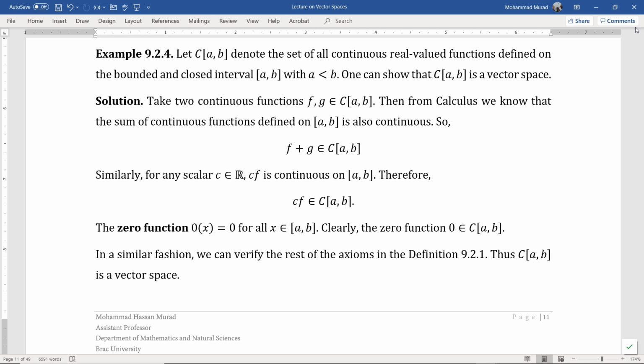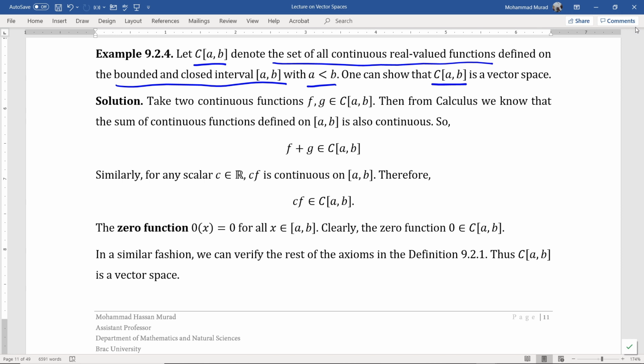This example is from calculus. Let C(a, b) denote the set of all continuous real-valued functions defined on the bounded and closed interval from a to b, with a strictly smaller than b. We can show that the set C is a vector space.